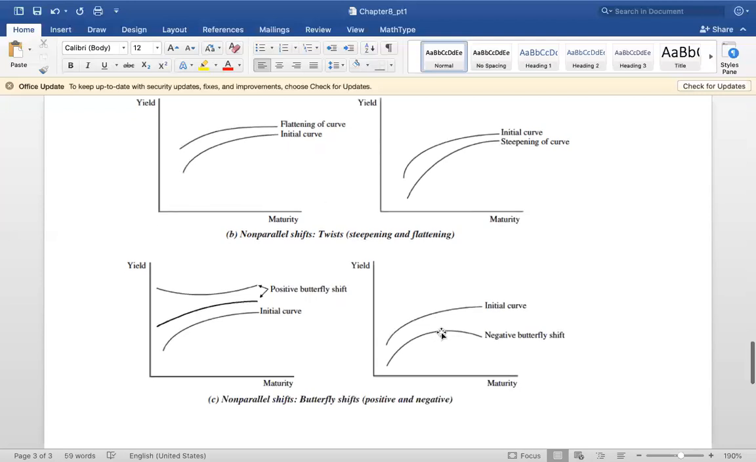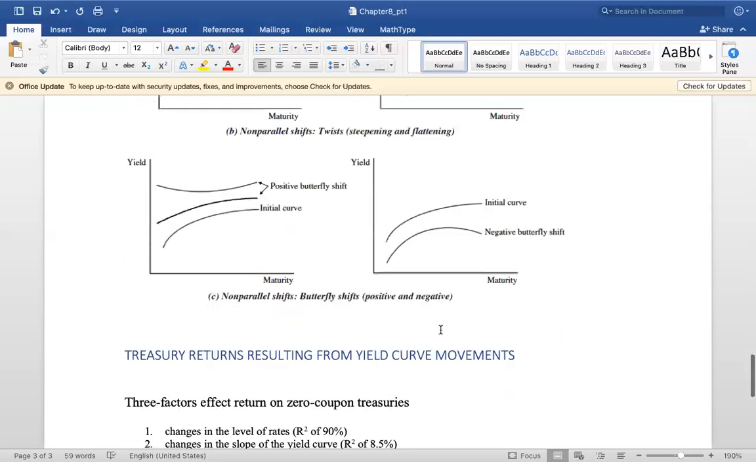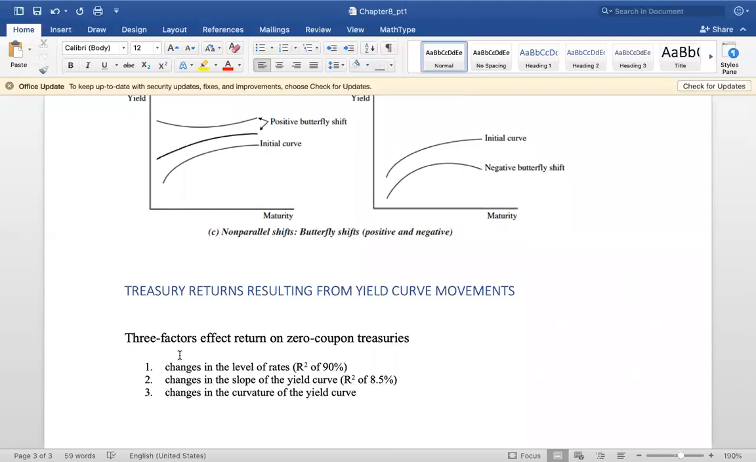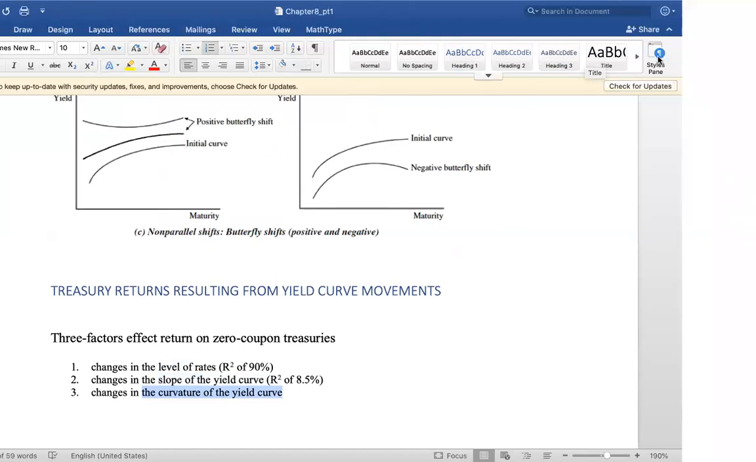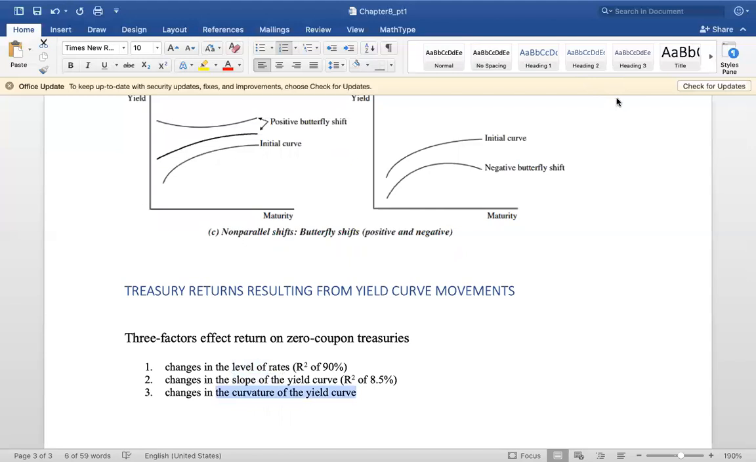Then you can see a section in the book on treasury returns resulting from yield curve movements. This section discusses the determinants of returns. There are three main factors that affect the return on zero coupon treasuries: the level of the rates, the slope of the yield curve, and the curvature of the yield curve. You can go through the text in the chapter to make sense of this. In our next video, we will be discussing the construction of the theoretical spot rate. Thank you.